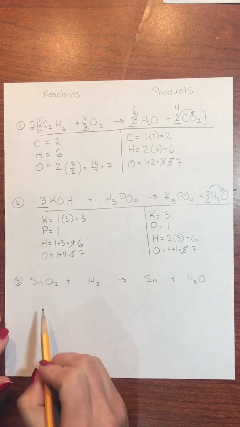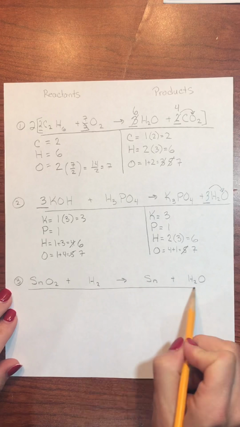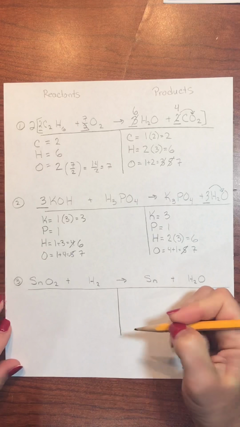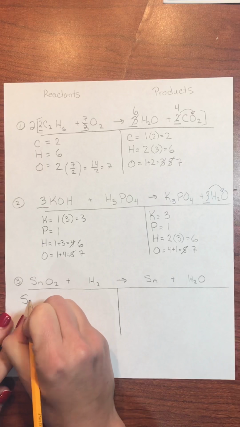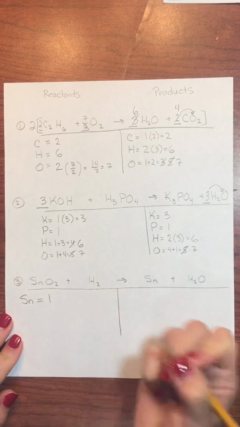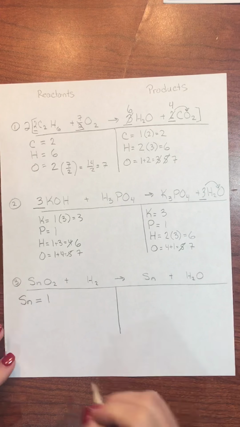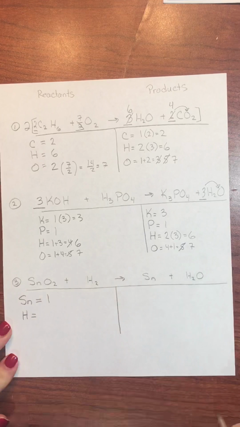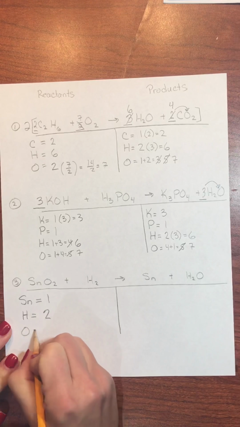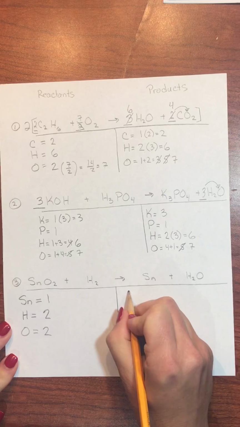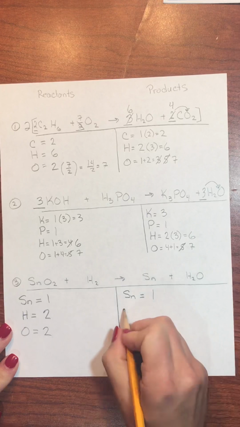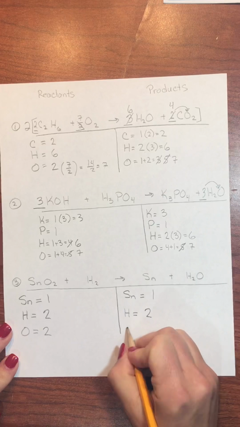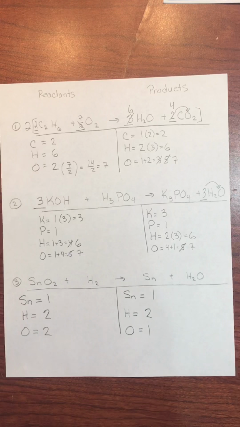We're going to move on to number 3. So we have SnO2 plus H2 yields Sn plus H2O. So Sn is tin. We have 1 atom of tin on the reactant side. Hydrogen, we have 2. Oxygen, we also have 2. On the product side, we have 1 atom of tin. Hydrogen, we have 2. Oxygen, we have 1.